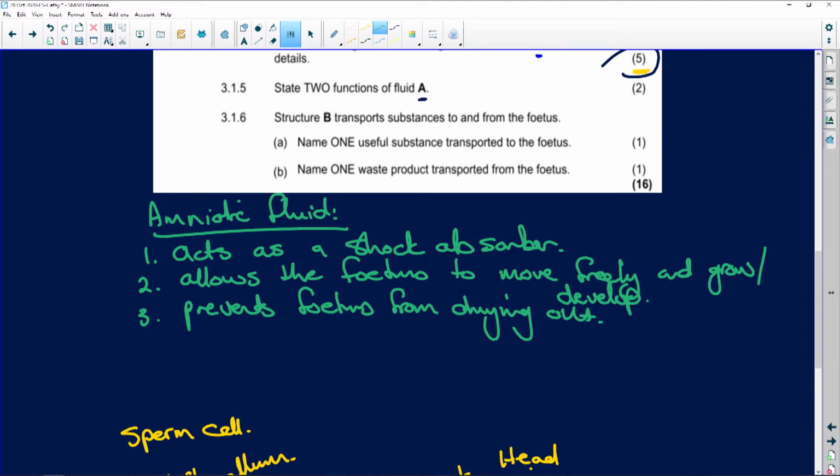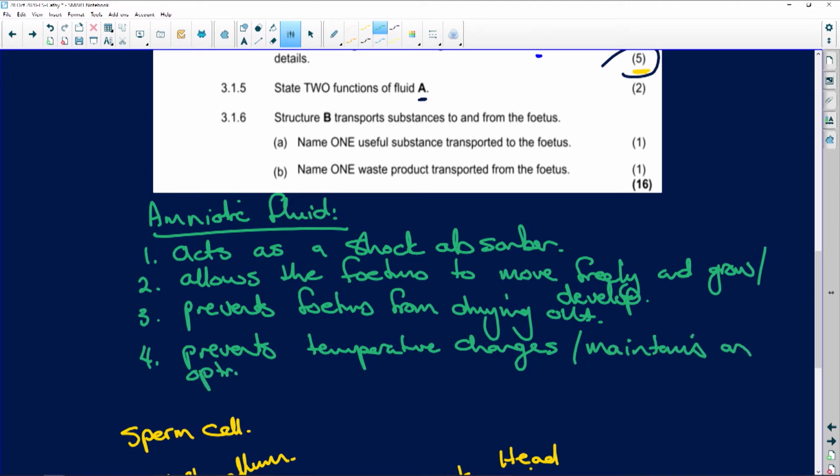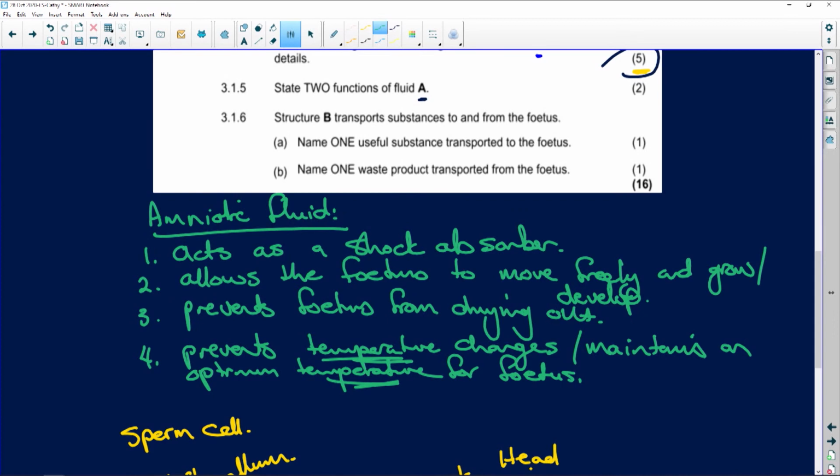And what else? I'm trying to think. Oh, and number four, prevents temperature changes. Or you can say maintains an optimum temperature for the fetus. It doesn't matter how you word that, as long as you mention that the temperature remains constant around this little bubba that's growing. And please don't say bubba, say fetus. Right. Okay, then structure B transports substances to and from the fetus.